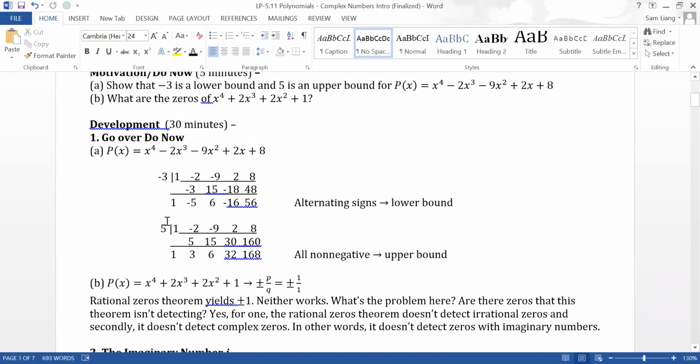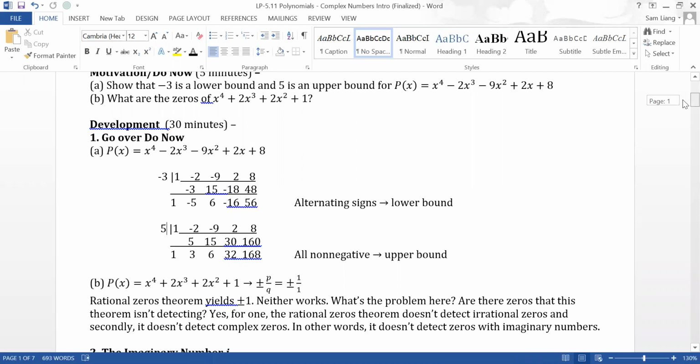For the upper bound, 5 is the number that we want to show for. So drop down the 1, multiply, you get 5, add that, you get 3, multiply, you get 15, add that, you get 6, multiply, you get 30, add that, you get 32, multiply, you get 160, and then add that again, you get 168. As you can see, it's all non-negative, so therefore it's an upper bound. And this is a lower bound because this is alternating signs. Okay, so that's part A.